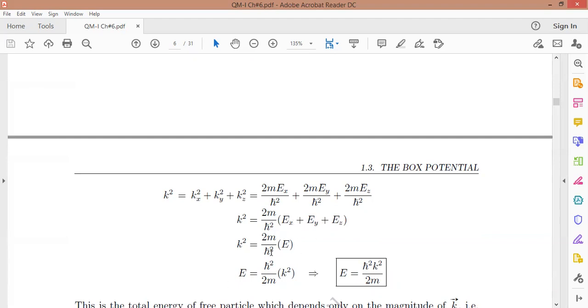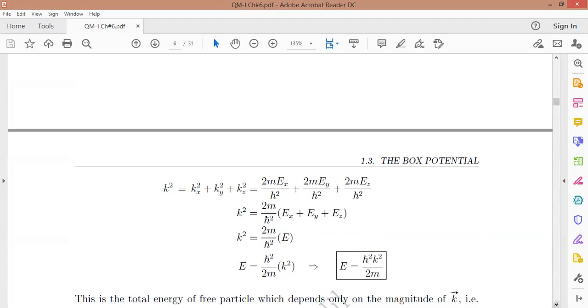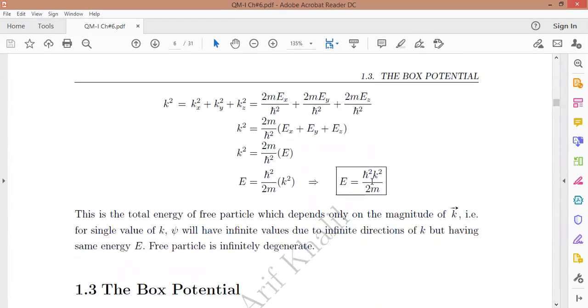This is the free particle solution. E is equal to h bar square k square over 2m. This is the energy of a particle which is moving in three dimensions. And it is equal to the total energy. Total energy is equal to kinetic energy. You can write here p square over 2m, which is one half m v square in classical mechanics.